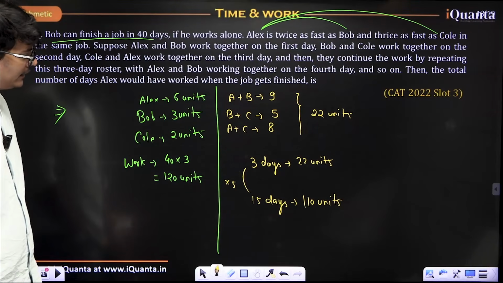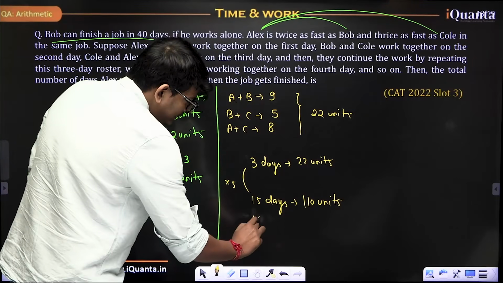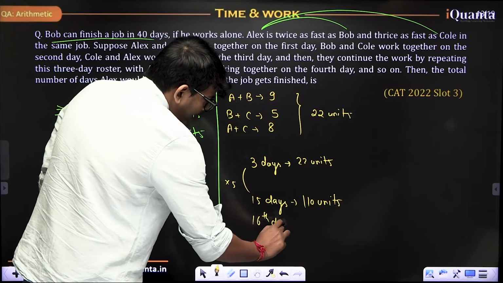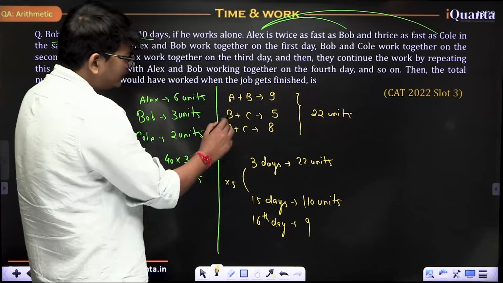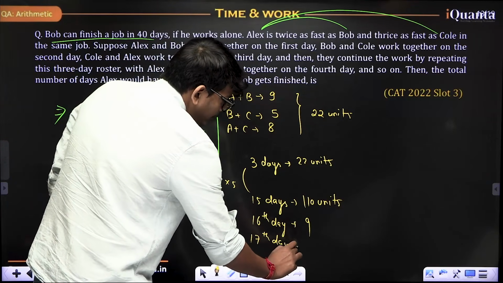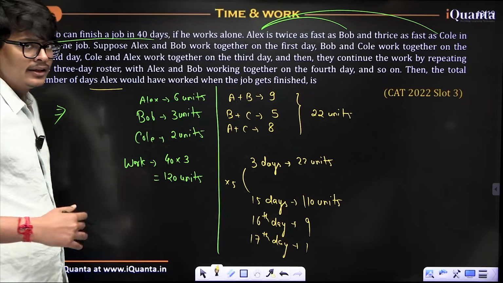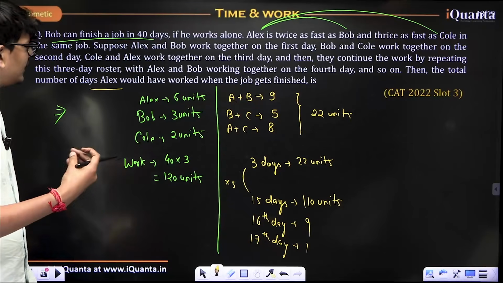Next, the turn of A and B. So on the 16th day, 9 units of work will be done. And then the turn of B and C, and 1 unit of work has been done. But here we are looking for Alex, how many days Alex worked.